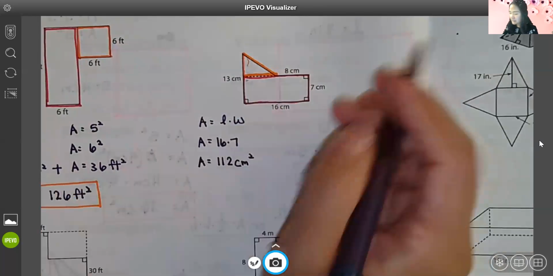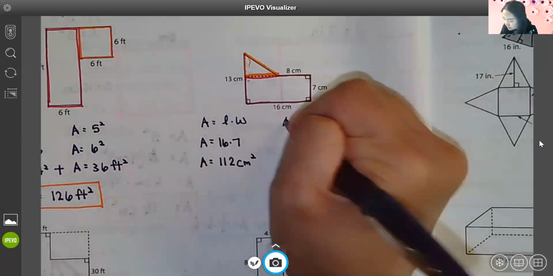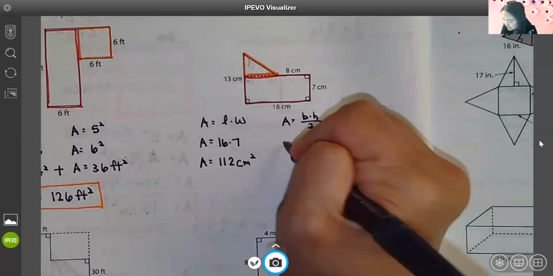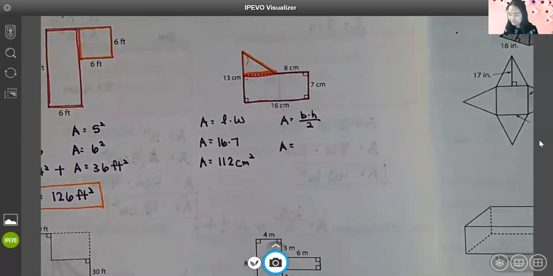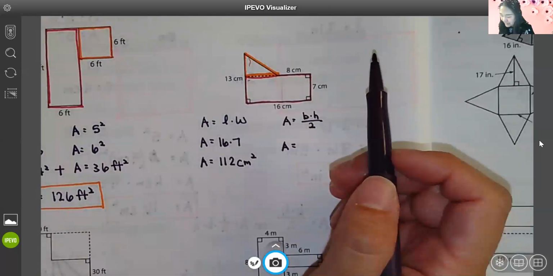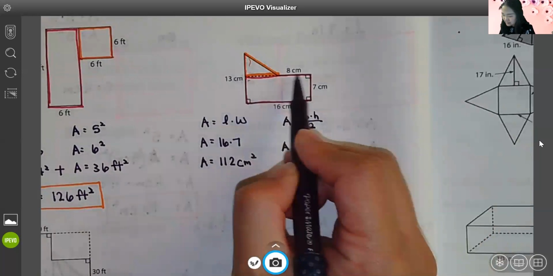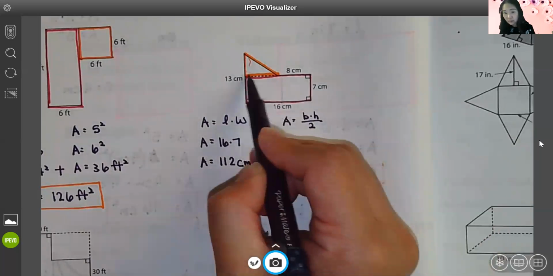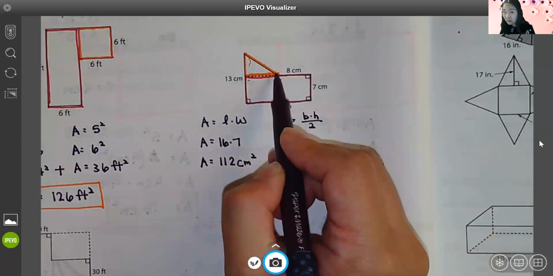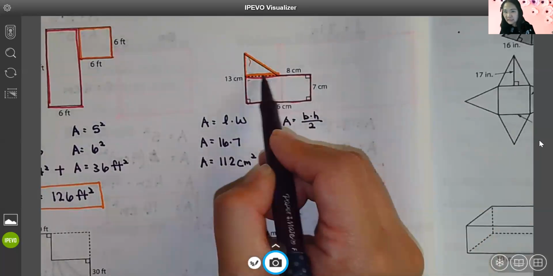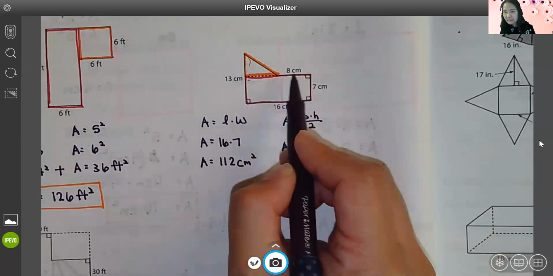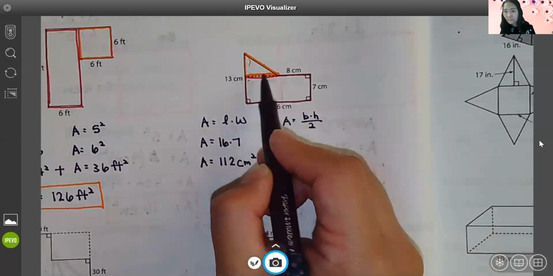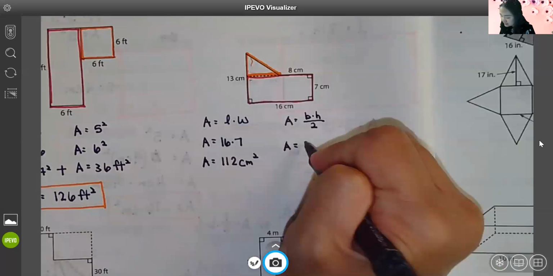Okay? What about the area of a triangle? Base times height divided by 2, which is, here's the thing. Hey, look. I know this is 16, but my base of the triangle is only from here to here. How do I figure that out? Well, this is 16, and they're saying this is 8. So if I do 16 minus 8, that gives me the base. So the base is 8.